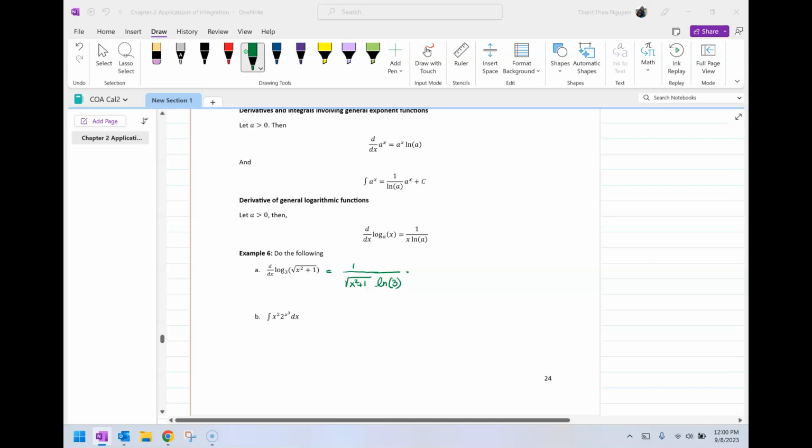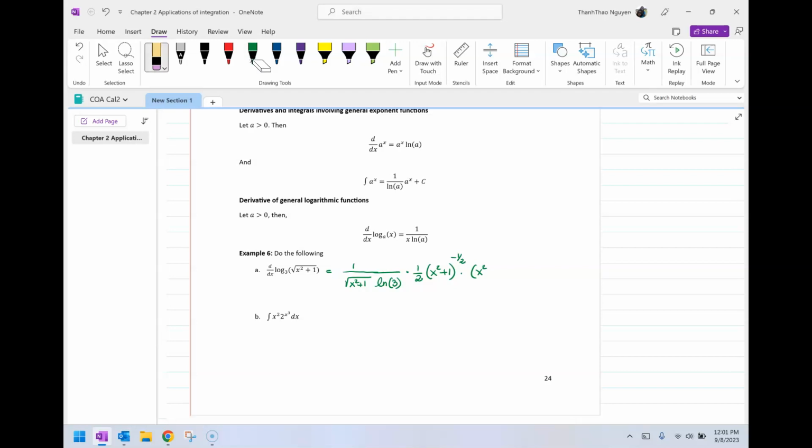And then we have to do the chain rule. So 1/2 times x squared plus 1 to the negative 1/2 times 2x. So this whole thing simplifies to x divided by ln of 3 times x squared plus 1.